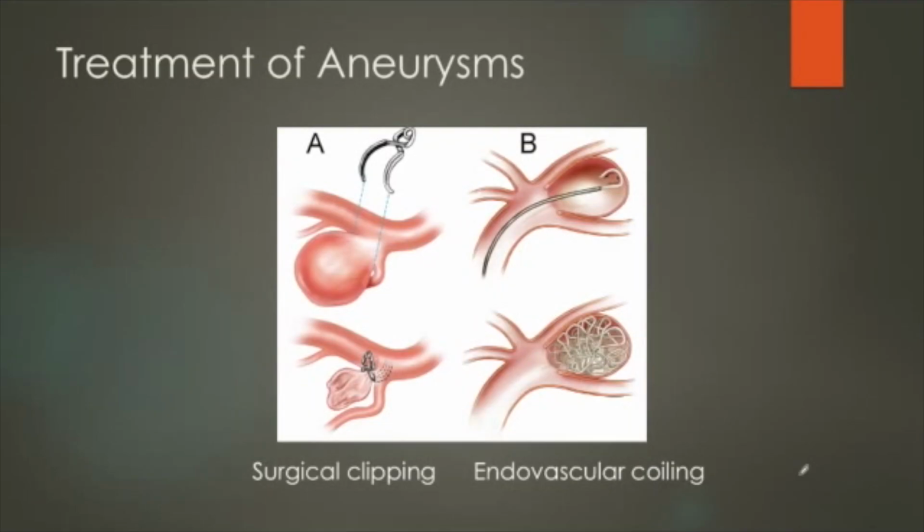There are two major ways to treat aneurysms. The first is surgical clipping, which is where a craniotomy is performed, opening the brain to surgical clipping of the aneurysm, closing it shut. This prevents it from rebleeding.